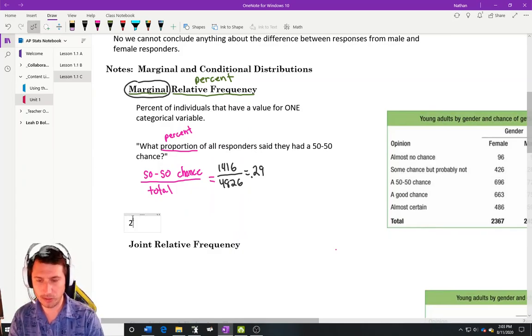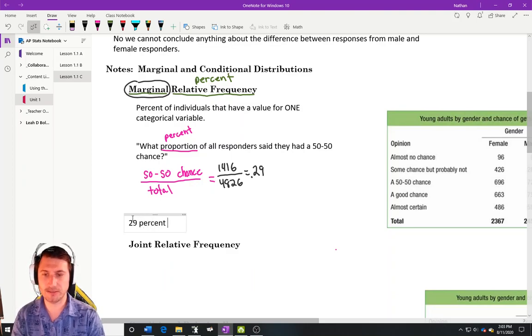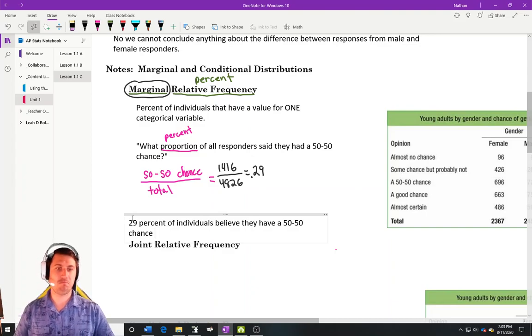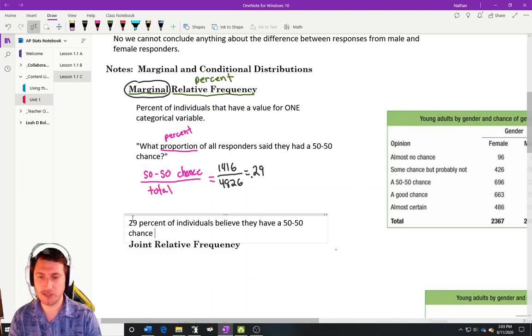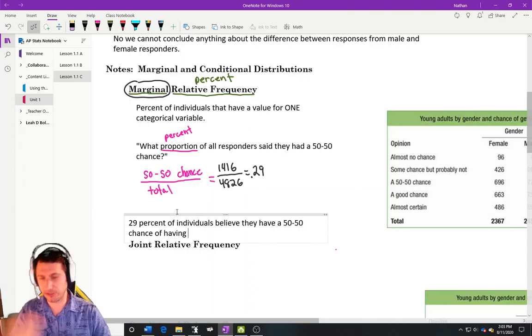So 29% of responders or individuals believe they have a 50-50 chance. Chance of what? This is where we add context. Chance of having, and I forgot it already. You're going to forget it at some point.